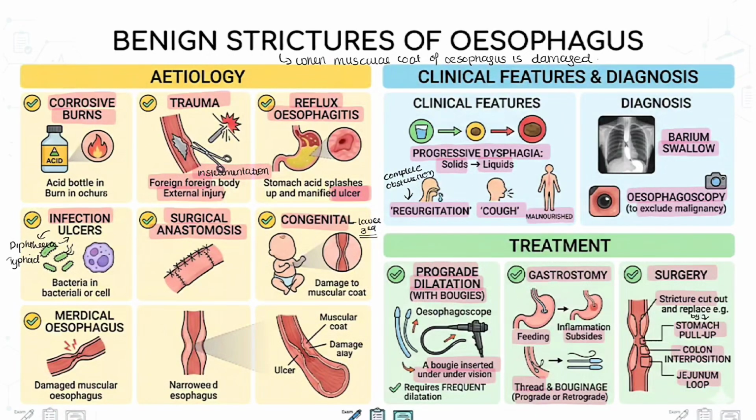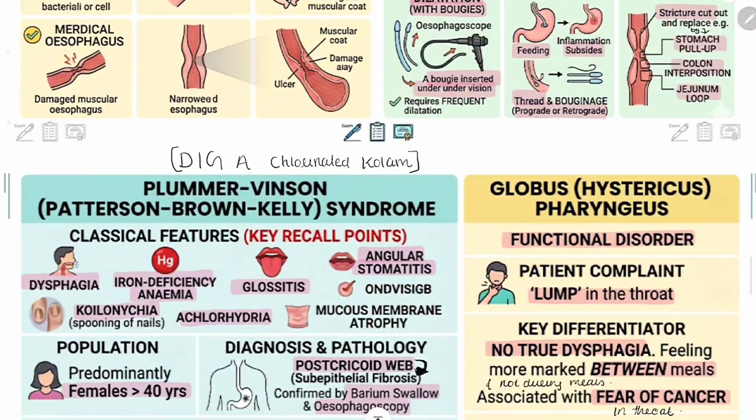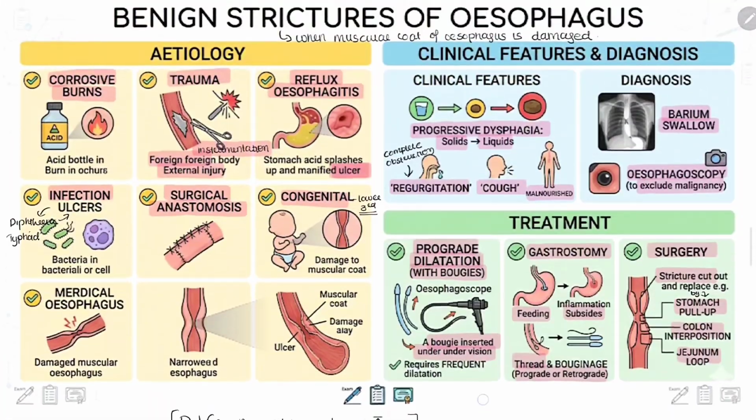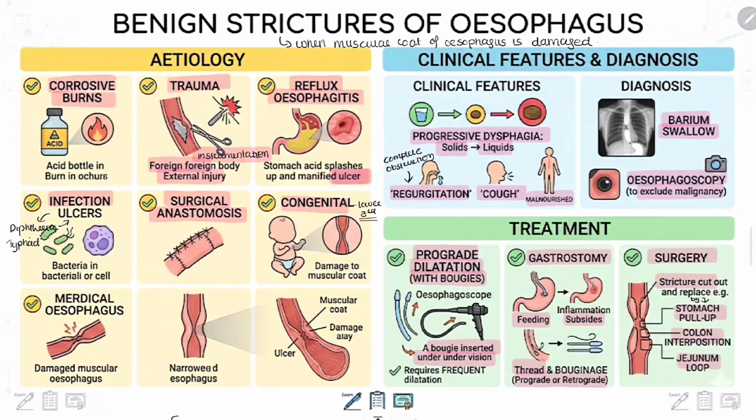Hi guys, this video will be about disorders of the esophagus, and we will study three main disorders: strictures of the esophagus, Plummer Vinson syndrome and Globus Hystericus. So coming to the benign strictures of the esophagus, what do these strictures mean? They are actually the muscle coat of the esophagus getting damaged. We know that the esophagus has mucosa, submucosa and muscularis, with an inner circular and outer longitudinal muscle. When this muscle coat of the esophagus is damaged, that will lead to strictures.